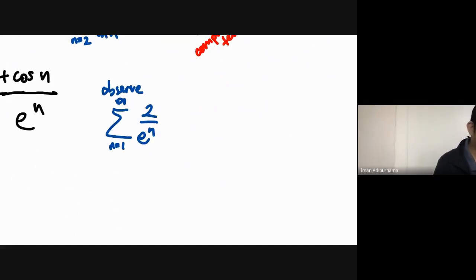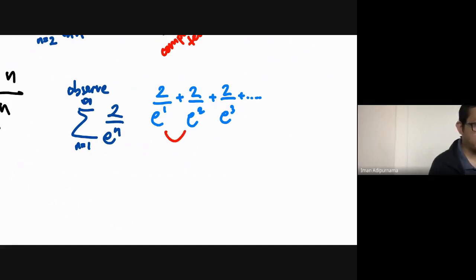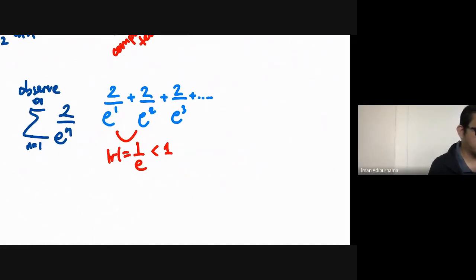So what series is this? If we expand this, it will have the ratio of 1 over e, right? So if we expand the series, it will be the geometric series, okay? With 1 over e, 1 over e, 1 over e, multiplied each time. And 1 over e is less than 1. So by the geometric series, this converges.